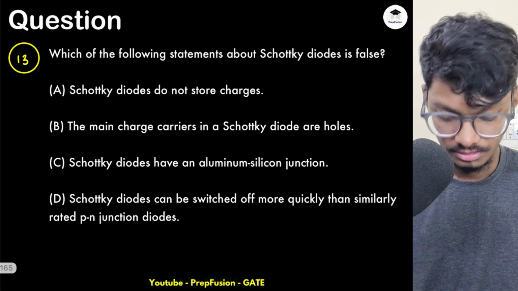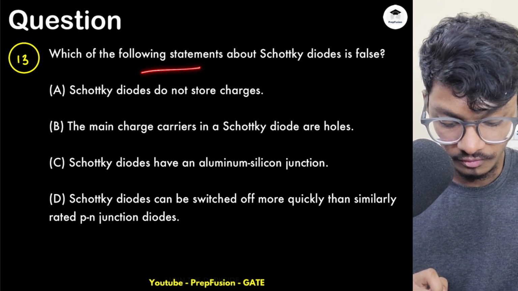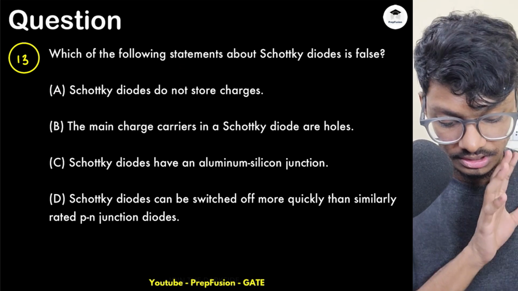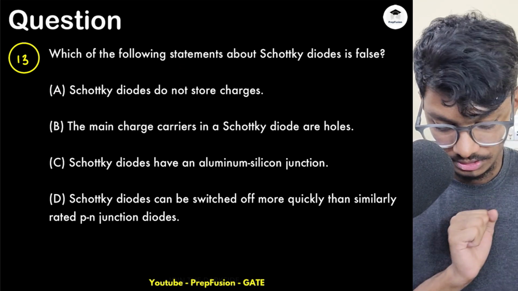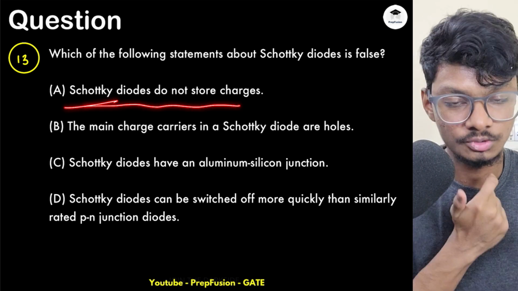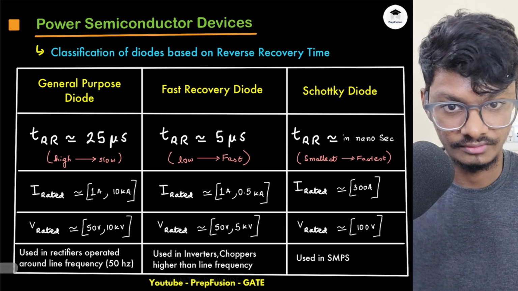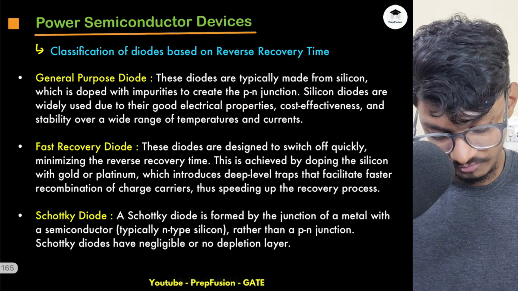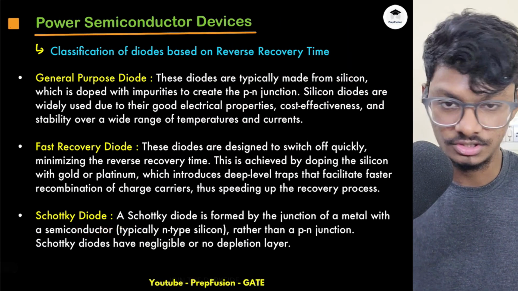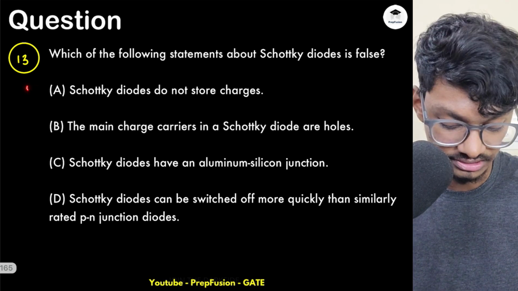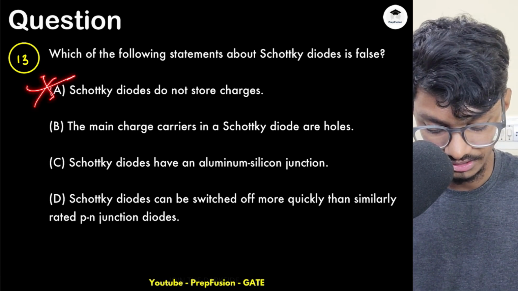Let's go to the next question. They are asking which of the following statements about Schottky diodes are false. The first statement is Schottky diodes do not store charges, which is true. That's why it is the fastest. Here the reverse recovery time is in nanoseconds, and I have told you it has a metal junction, it does not store any charges. So this statement is true, hence it is not our answer.